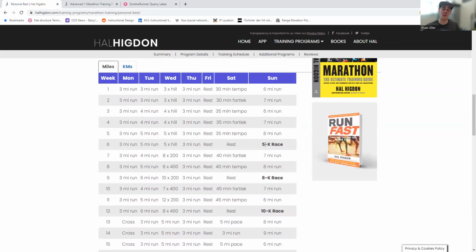In terms of tempo runs, you can see in the early part of this particular training program, he has you jumping between tempos and fartlek runs.